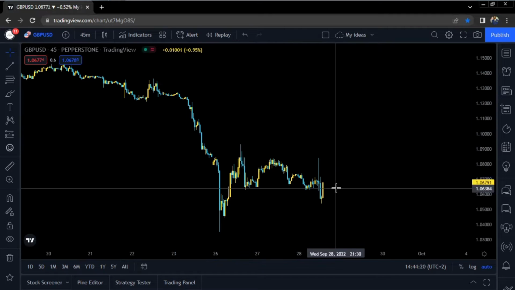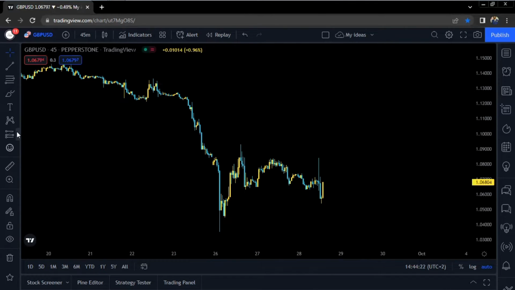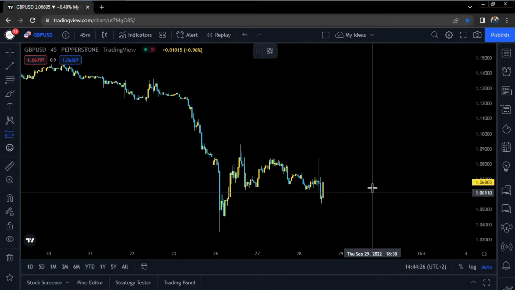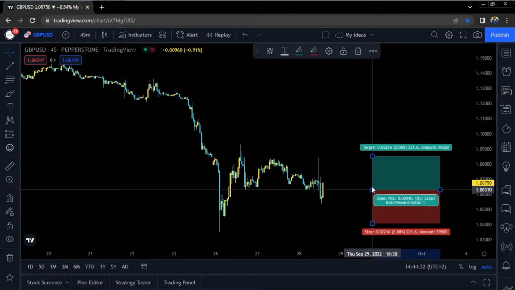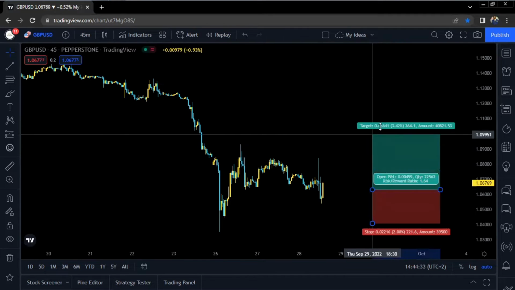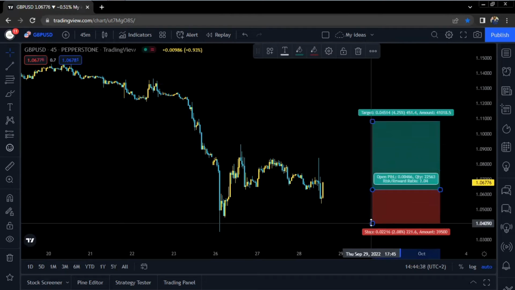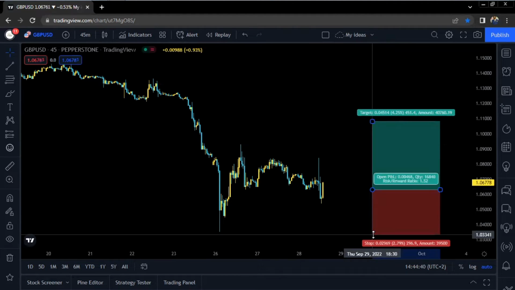Okay, so I've got a long position at the price of 1.06300. I'll just place this buy here to show you guys what the reward to risk ratio looks like for me. I've got a take profit at the price of 1.10800, and my stop is at the price of 1.03400.